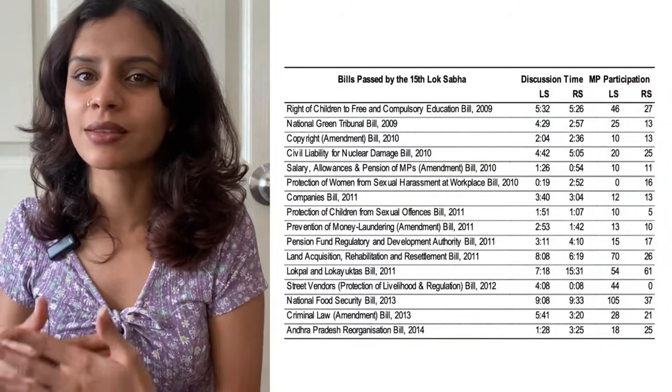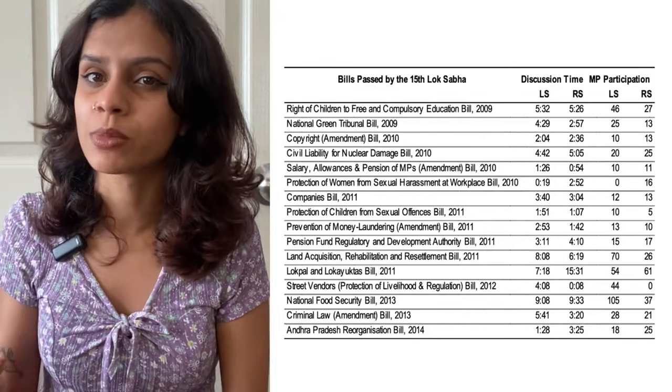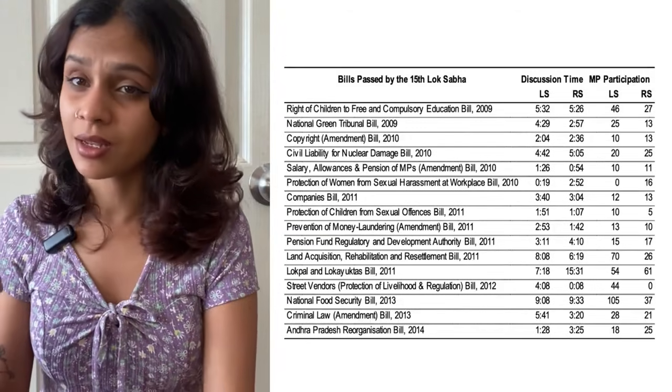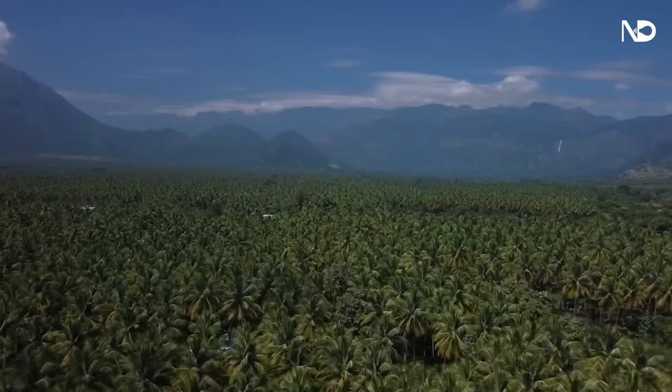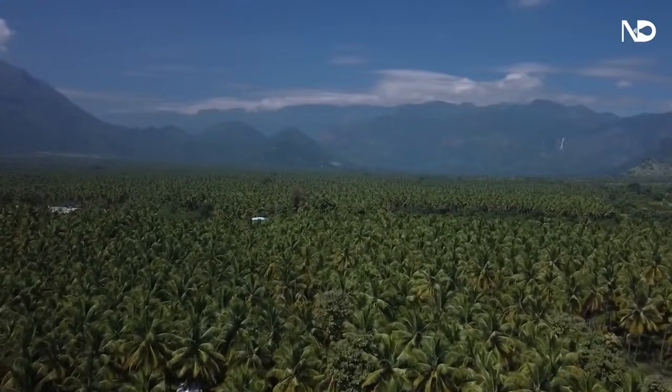On the other side comes the question of time spent on debates. 179 bills were passed during the 15th Lok Sabha, but does quantity amount to quality? If you take a hard look at the table on your screens, you'd be surprised to find the number of important bills passed with a discussion time less than 10 minutes in both the houses. The National Green Tribunal Bill was only introduced in 2009 and it was discussed for less than 5 minutes in both houses. This was the very bill responsible for setting up specialized environmental courts in the country.